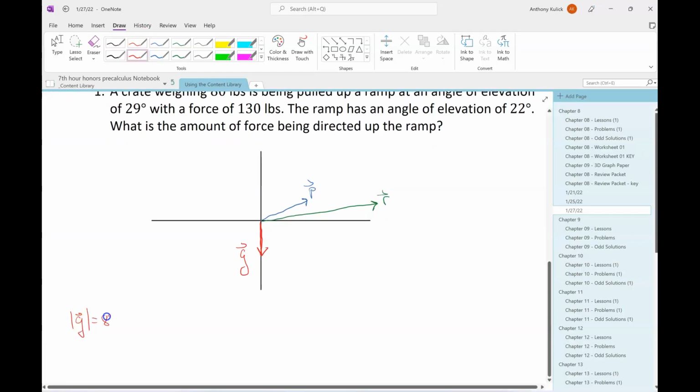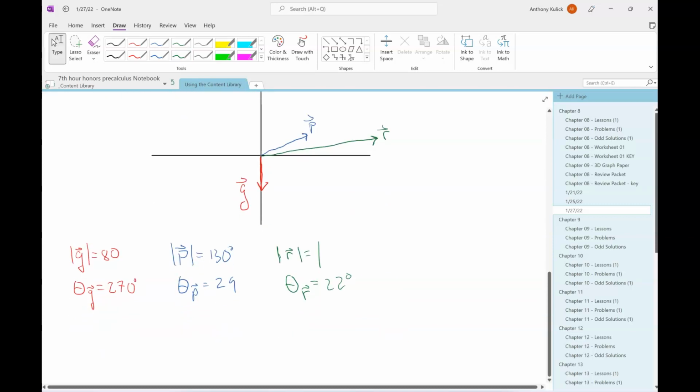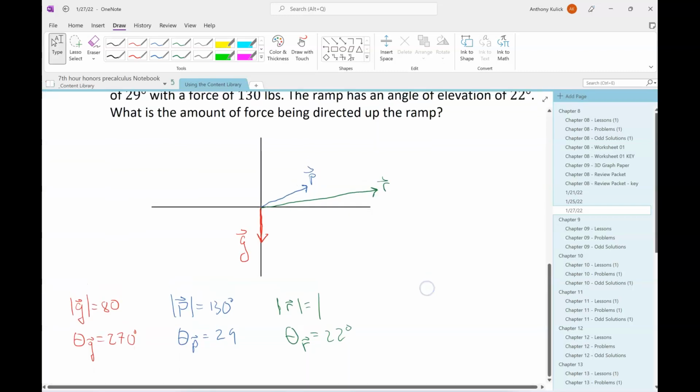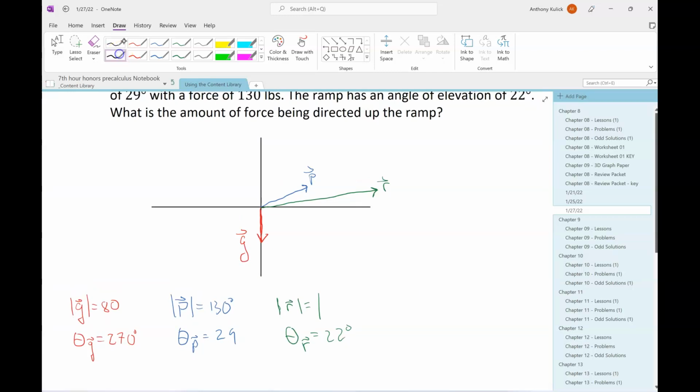So let's write down the magnitudes and directions for these vectors. Now notice that there's no indication of how long the ramp is, which means that I can choose the ramp to just be a unit vector. Everybody's cool with the magnitudes and directions that I was able to pull from the story problem? I think that part should be pretty easy still.